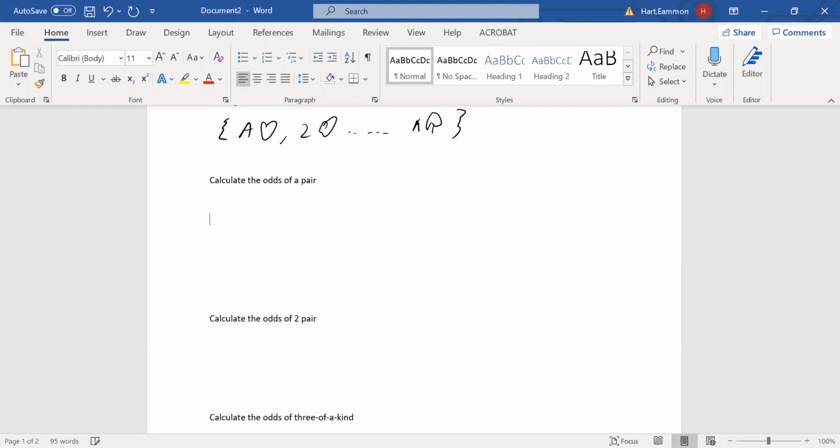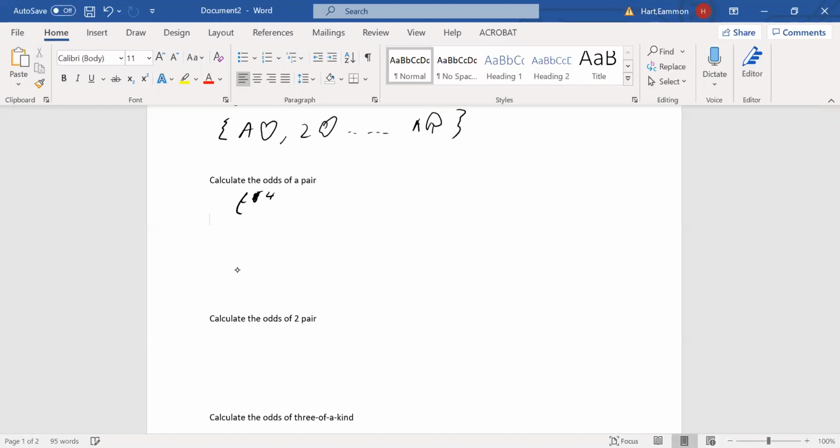So calculate the odds of getting a pair. If I want to know the odds that with 5 cards I would get a pair, then there are 13 different values that I can pair up. So I can have 2 twos, I can have 2 aces, I can have 2 kings, I can have 2 queens, I can have 2 tens, whatever.